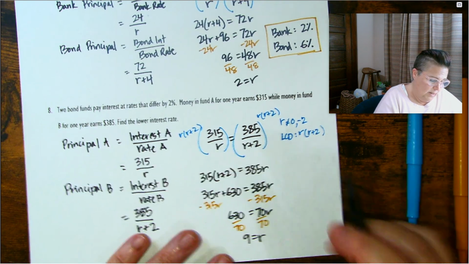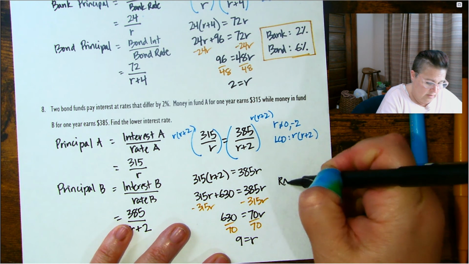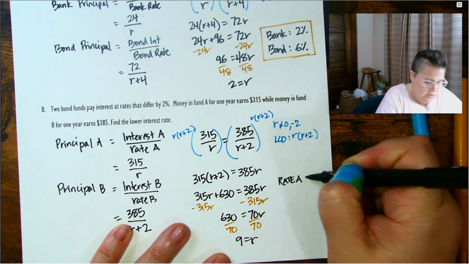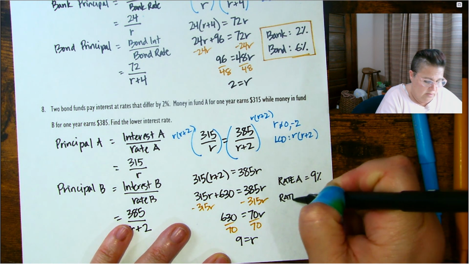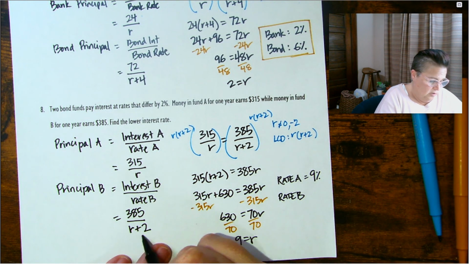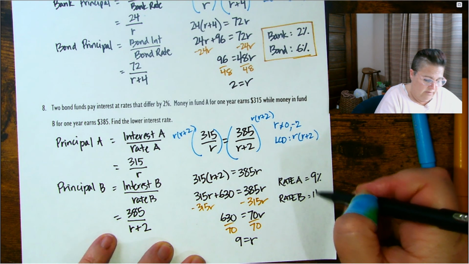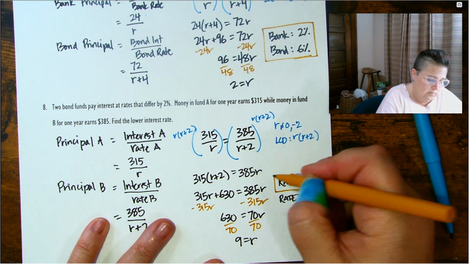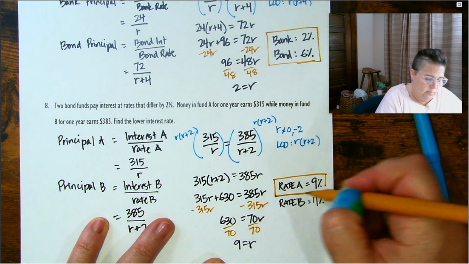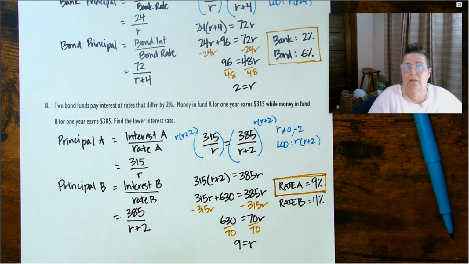All right, so rate A should be 9%. Rate B is R plus 2, which is 11%. The lower interest rate is 9%. All righty.